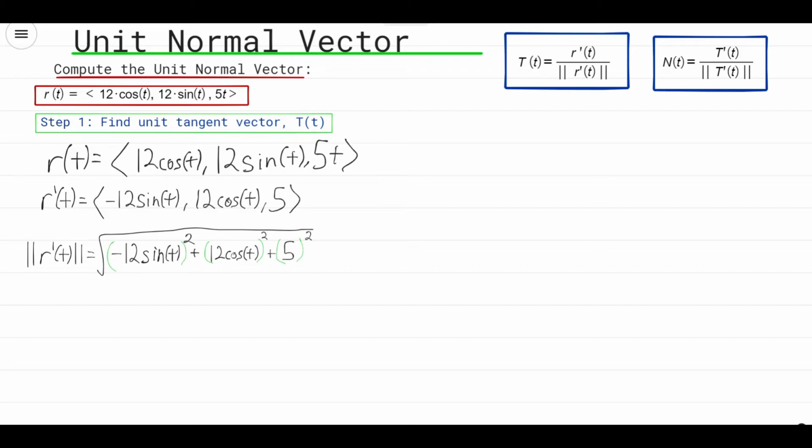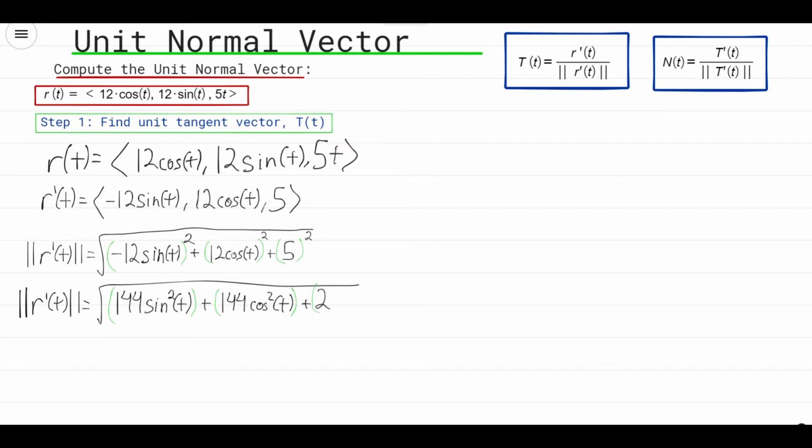That's the magnitude. So what we're going to do now is we're just going to distribute the square. So 12 squared is 144. Sine t squared is sine squared t, plus 144 cosine squared t, plus 5 squared is 25. So now notice how we have a common factor in the 144 sine squared plus 144 cosine squared. So what we can do over here is pull out the common factor between those.